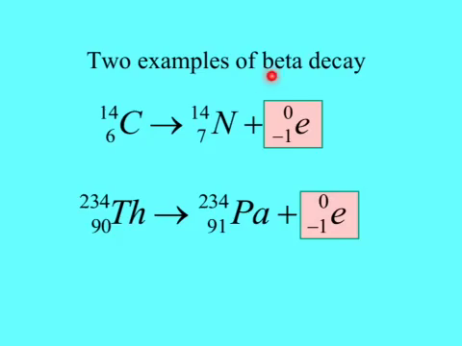Two examples of beta decay. In each case, a beta particle is given off. You don't have to know what these elements are. All you have to know is to balance these numbers across the top as well as across the bottom. So for example, 14 is equal to 14 plus 0. 6 is equal to 7 minus 1. And more of the same here.